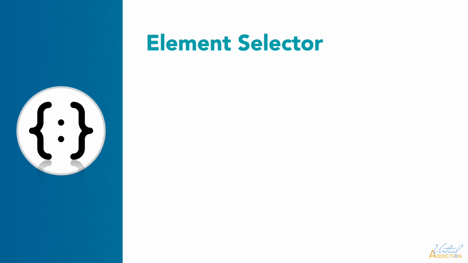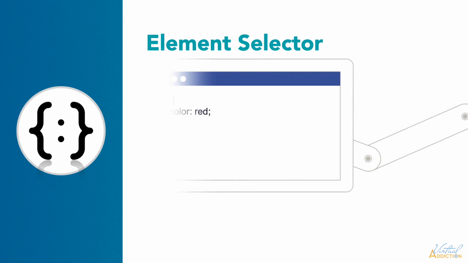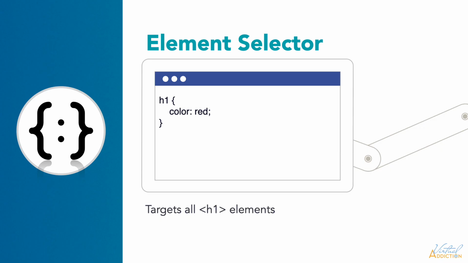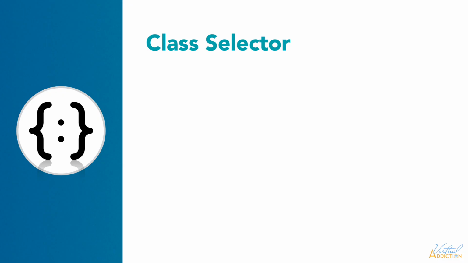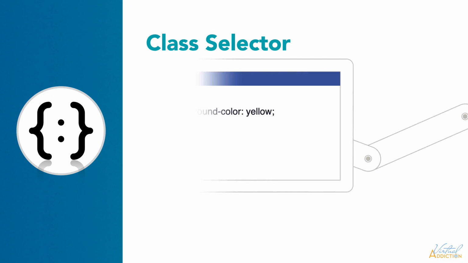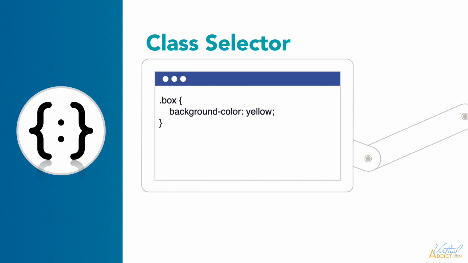An element selector targets all elements of a specific type. For example, this code selects all H1 elements and makes their text red. A class selector targets any element with a specific class. In this example, any element with the class of box will have a yellow background.